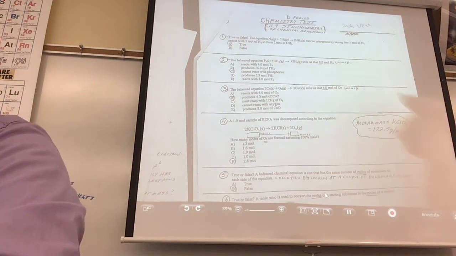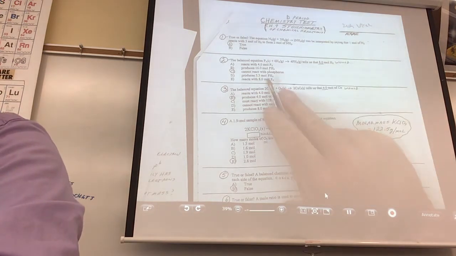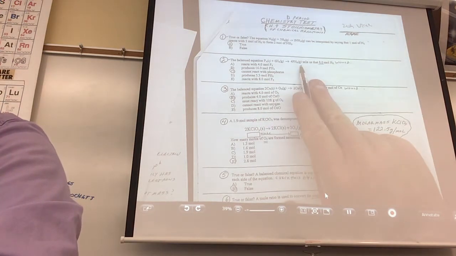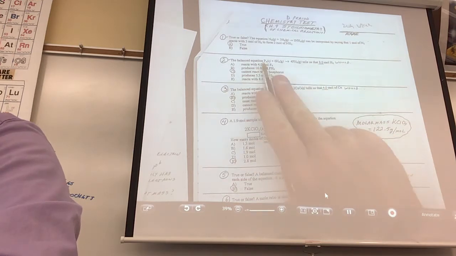Let's do number 2. We see that this one's balanced, right? Everybody see that? And it has a 1 here. You don't see the 1.